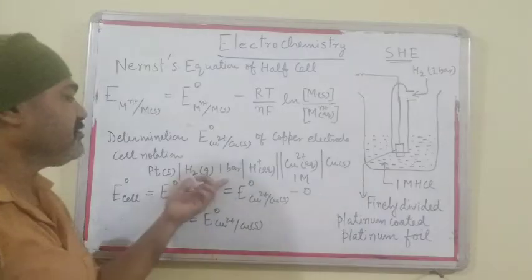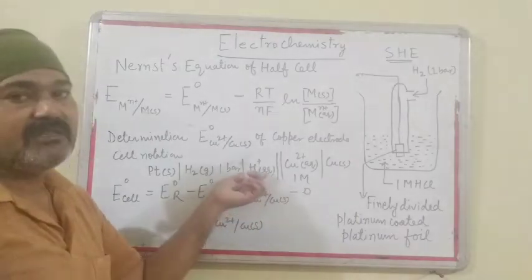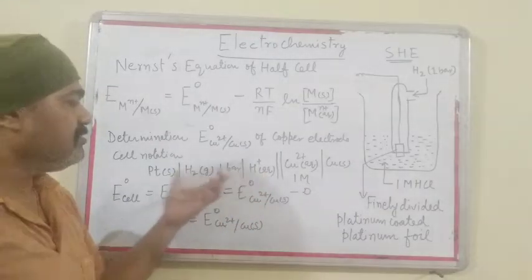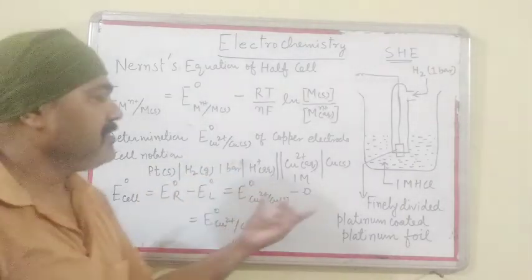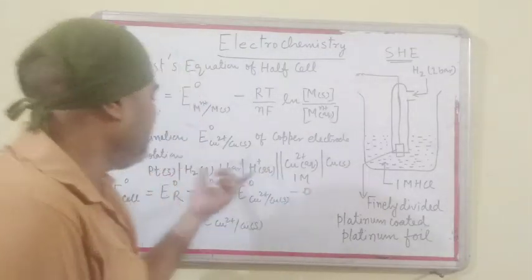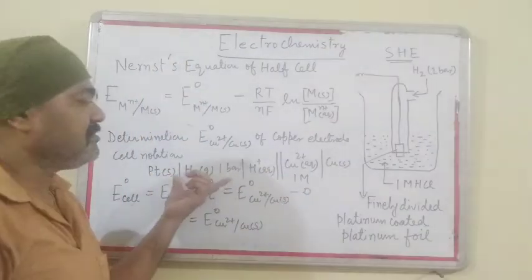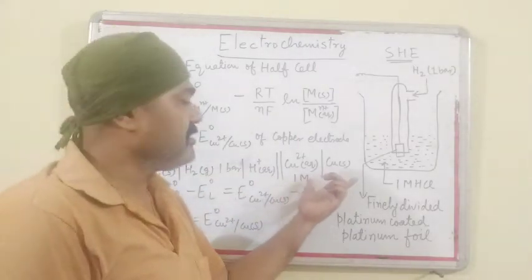Here the reduced state, then a vertical line, then the oxidized state. So this portion denotes the half cell on the left hand side, this portion denotes the half cell on the right hand side. In the left half cell the oxidation is taking place, and on the right hand side the reduction will take place.